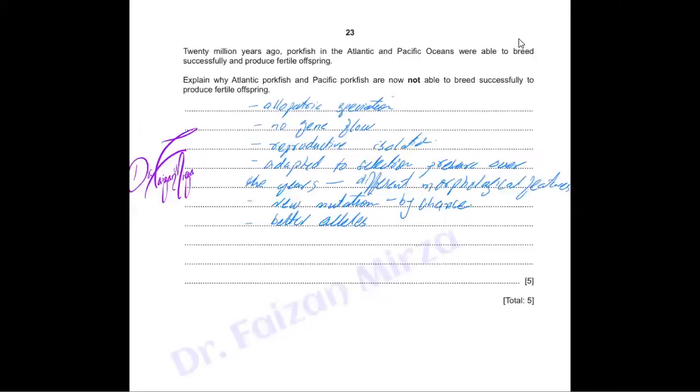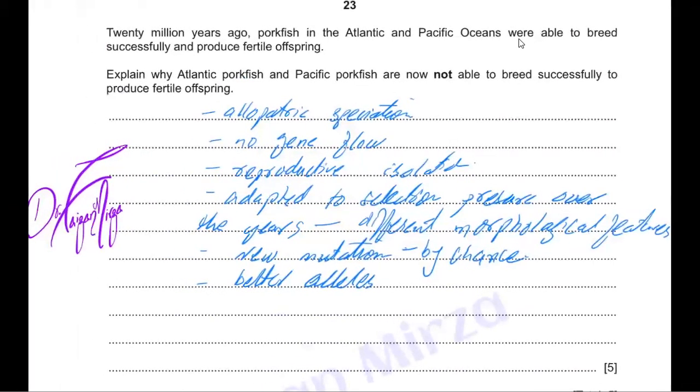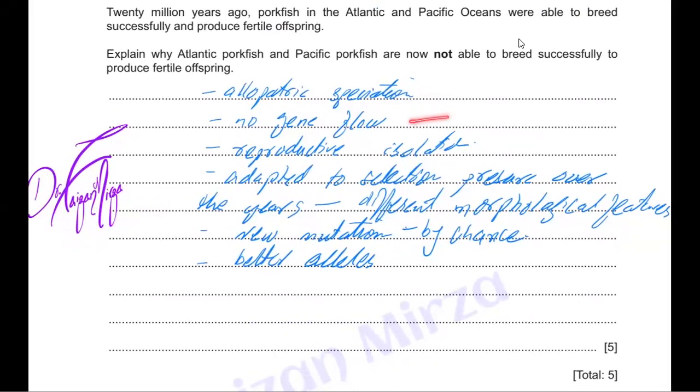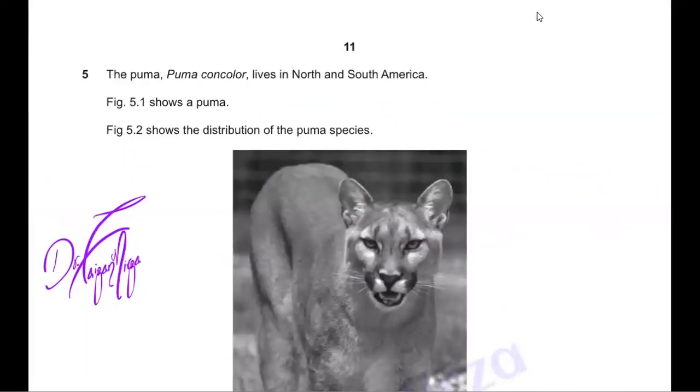So this is what we actually know. 20 million years ago, porkfish in the Atlantic and Pacific were able to breed successfully to produce fertile offspring. Explained by: Atlantic porkfish and Pacific porkfish are now not able to breed successfully to produce fertile offspring. So we need to mention allopatric speciation. We mention there's no gene flow occurring. Reproductive isolation, they both have been reproductively isolated. Adaptation will be based on the selection pressures prevalent over the years in both the oceans, the Pacific one and the Atlantic. And new mutations would have occurred by chance, and the better allele would have been selected and passed on to the next generation. So this is just one part of the question, but a lengthy question.